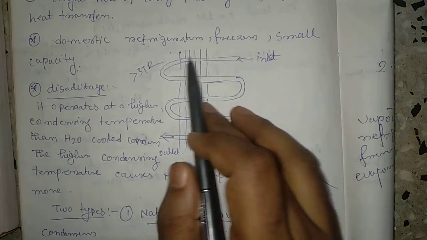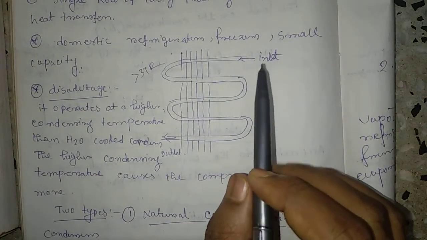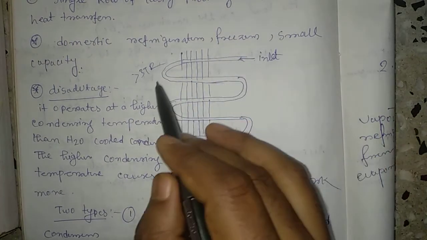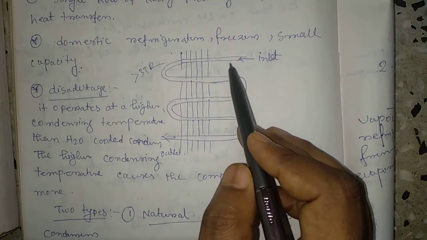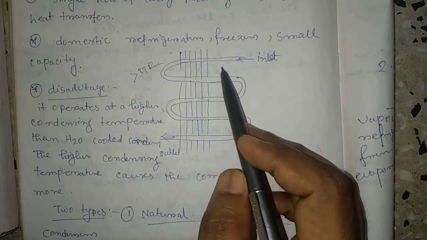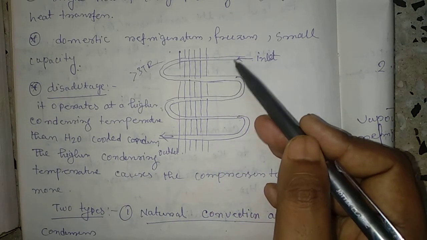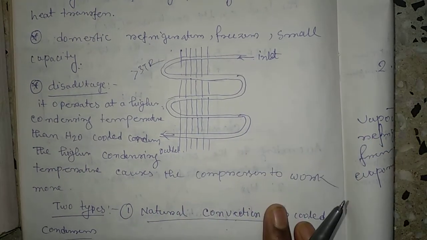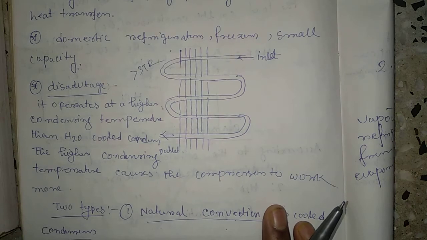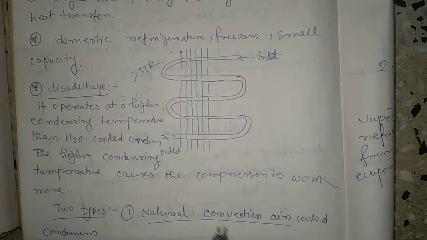Now suppose this is your air-cooled condenser, in which the air is passing through the normal atmosphere area. This is the vapor refrigerant in and the liquid refrigerant out. The inlet is hot, in warm condition. So the normal air in contact with the steel or copper tube of the condenser extracts heat from the tube in which the refrigerant flows. As the air comes in contact with the warm condenser, it absorbs heat from the refrigerant, and thus the temperature of the air also increases.